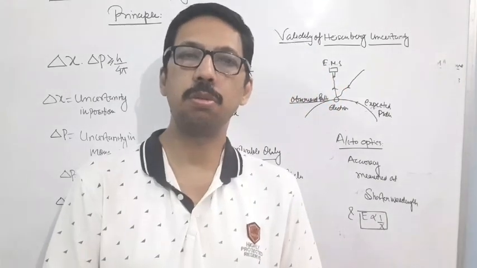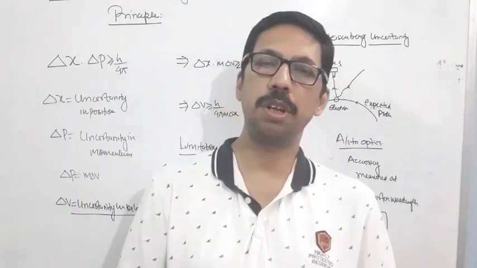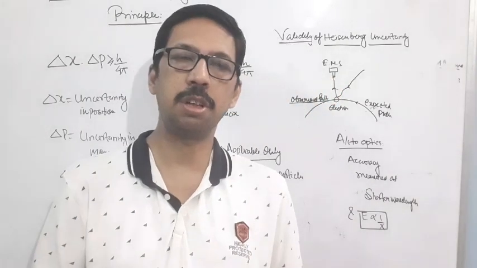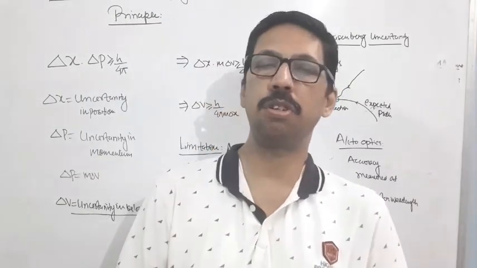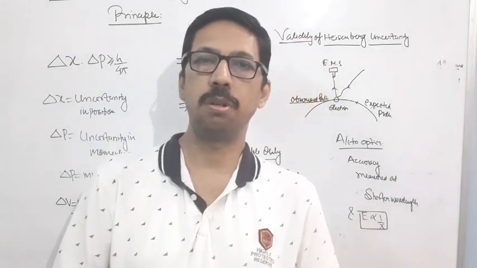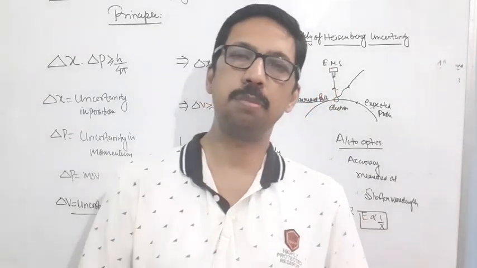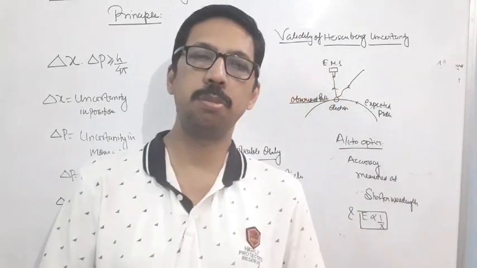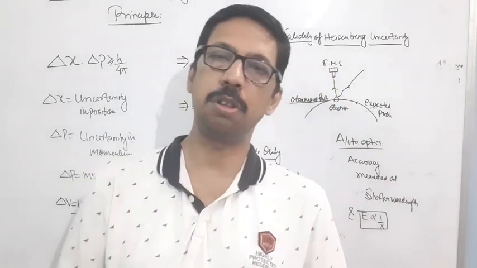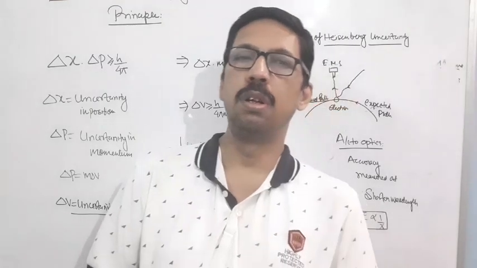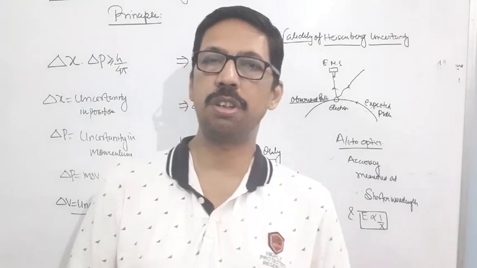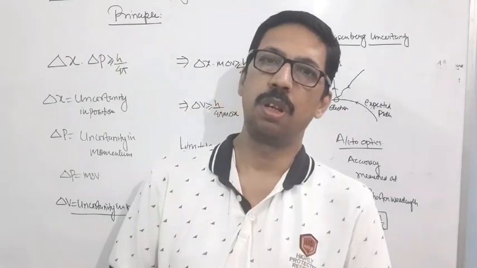In last class we have completed a very important topic from atomic structure, and that was de Broglie's equation, and today I will talk about a very important topic, and that is Heisenberg Uncertainty Principle. Now let us try to understand what is Heisenberg Uncertainty Principle.